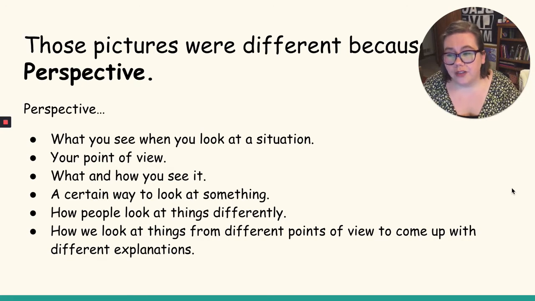So first of all, these pictures were different because of perspective. So here's where your first bit of notes comes in. Perspective is what you see when you look at a situation. It's your point of view. It's what and how you see it. It's a certain way to look at something. It's how people look at things differently, or how we look at things from different points of view to come up with different explanations.